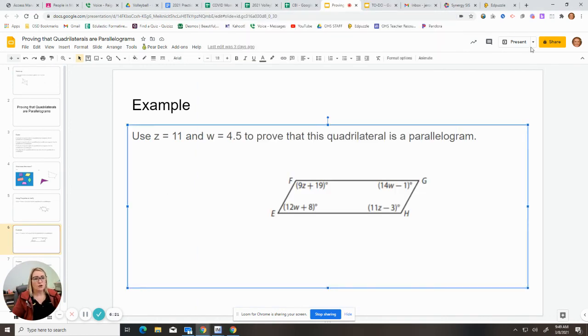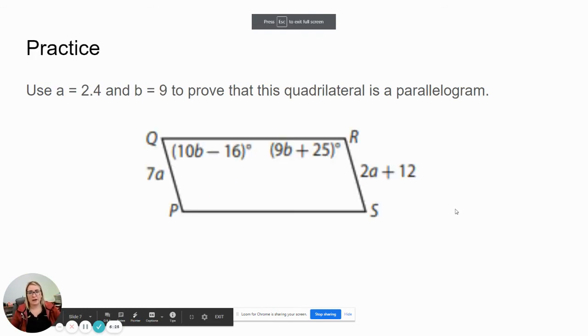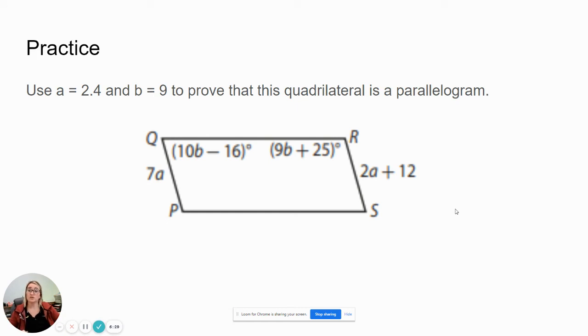So you guys are going to practice 2 of these, one for side length and one for angle measure. Actually, this one has both angle measure and side length, so you're going to be doing it on both. We're going to use A to prove this and B to prove this. Now, these are same side interior angles, which means they need to add to 180. So go ahead and substitute these values in, see if our side lengths are equal, and see if our angles add to 180.